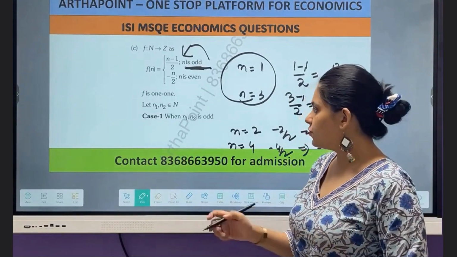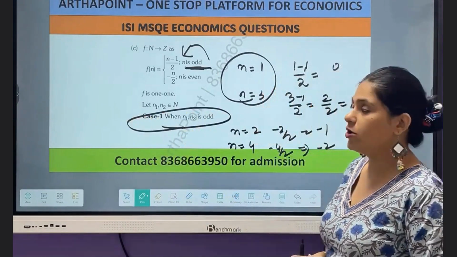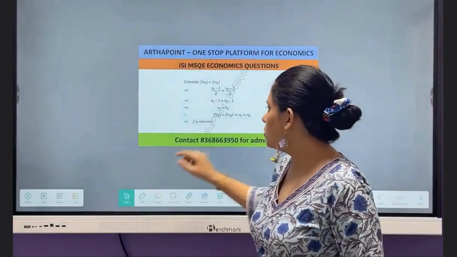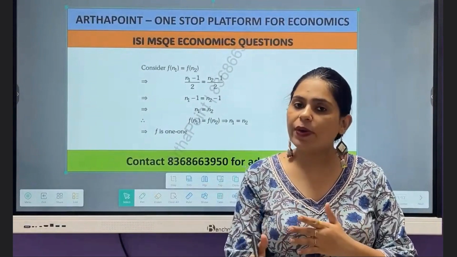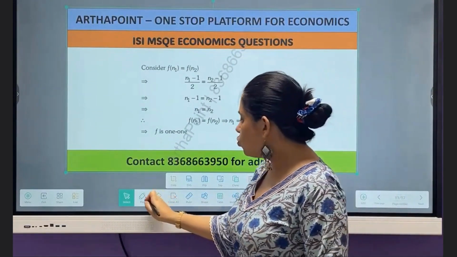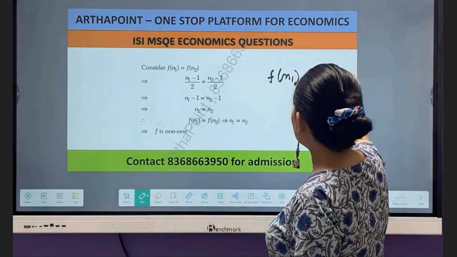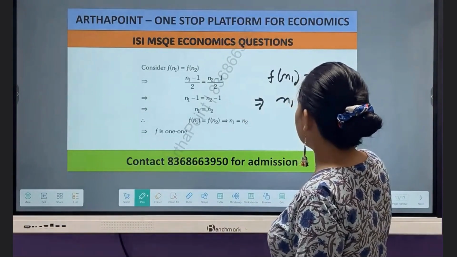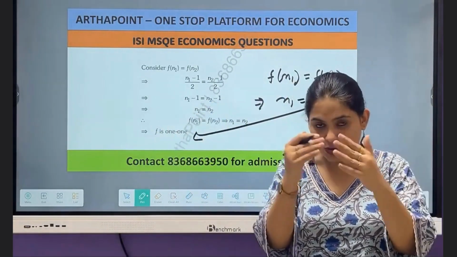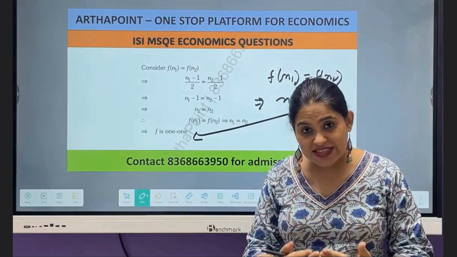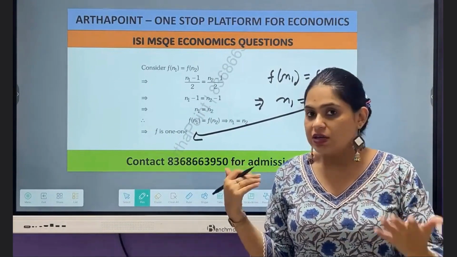Now let's see this proof. So I am saying let n1 and n2 be two numbers such that they are odd numbers. Then what can I go ahead and do? Let me see what happens if I try to equate f of n1 to f of n2. The rule is that if f of n1 equal to f of n2 implies n1 equal to n2, then it is a one-to-one function. So if the functional values are same and it gives me that the numbers I plugged in were same, it will be a one-to-one function. So just think about this.